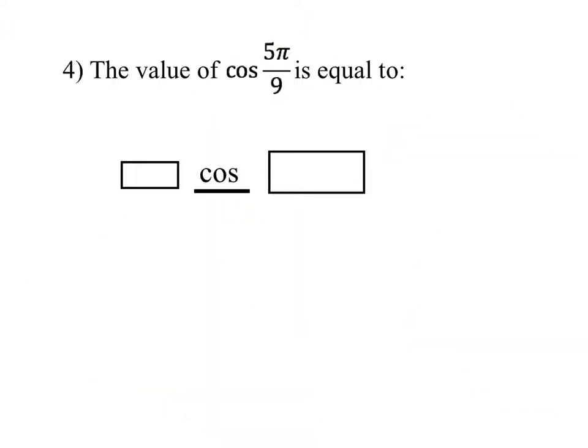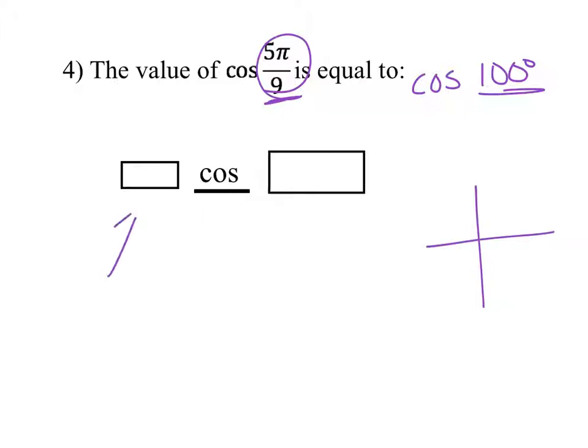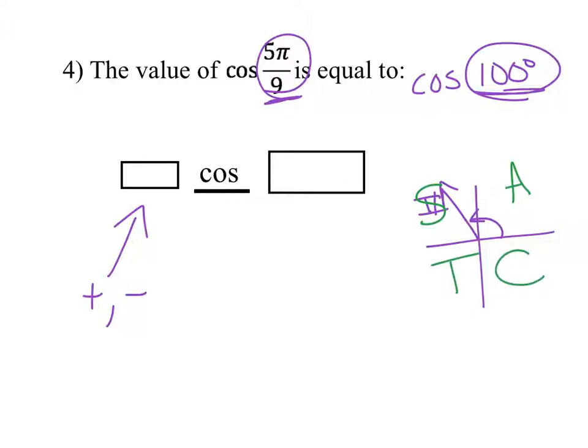Okay, for this one, cosine of 5 pi over 9, you should convert 5 pi over 9. It does turn out to be cosine of 100. These are the exact same angle, so it's not technically an equivalent value. So is this one positive or negative? You graph the 100. It's right here, in quadrant 2. In quadrant 2, sine is the only thing that's positive, so cosine has to be negative.